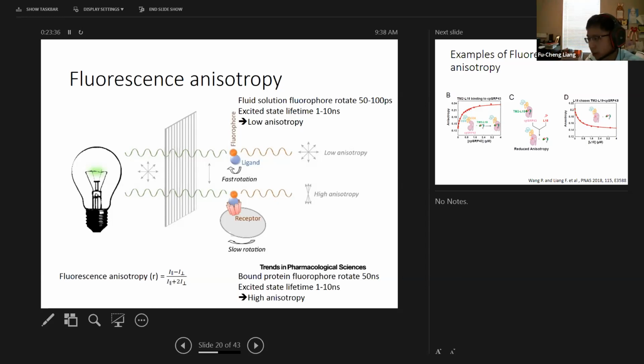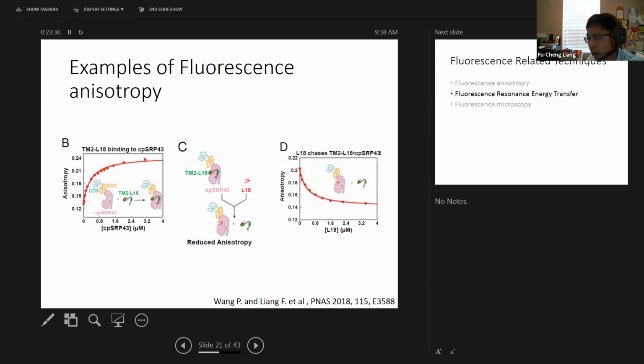One example we can see here is from one of my previous research projects, all right? At that time, we tried to identify the binding of a molecule to a protein. You can see this is SRP43, one of the protein molecules, and this molecule is going to bind a small ligand, basically TM2L18, so this is a smaller molecule, all right?